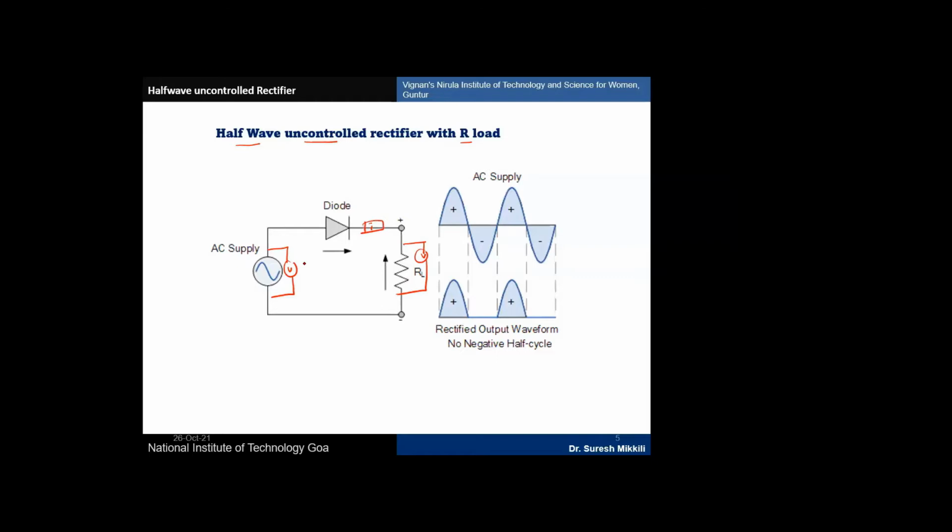Now I need one AC source from the Simulink library, one diode, one resistance. Then three measurement blocks: one is the voltage source input voltage measurement, one is the current measurement, and the third is the voltage measurement across the load. And one more I want, a scope.